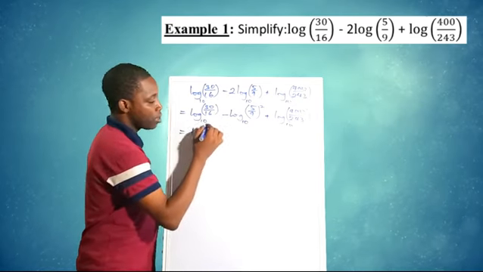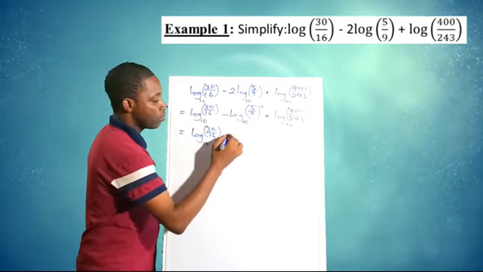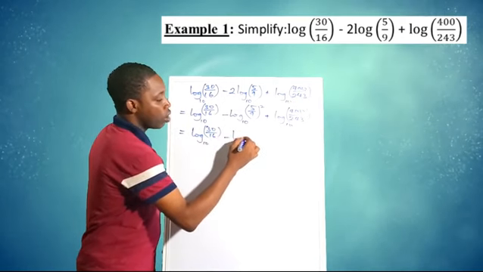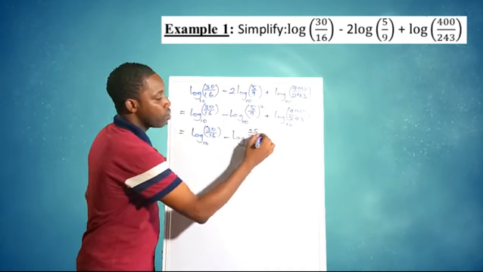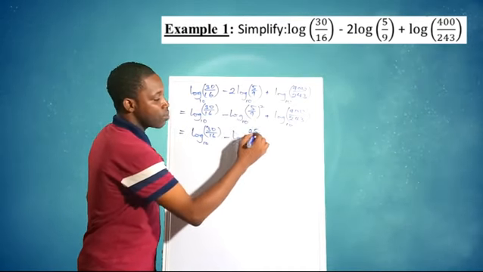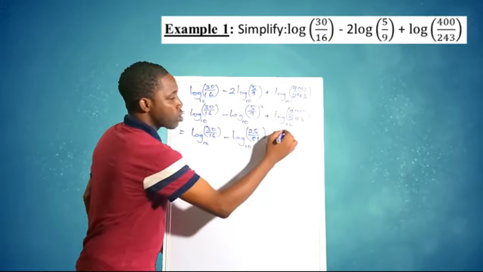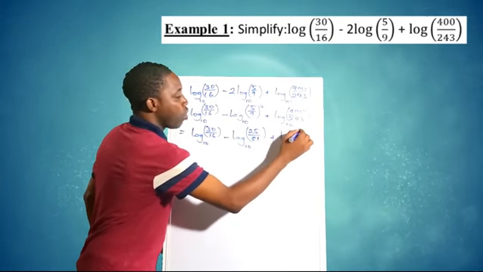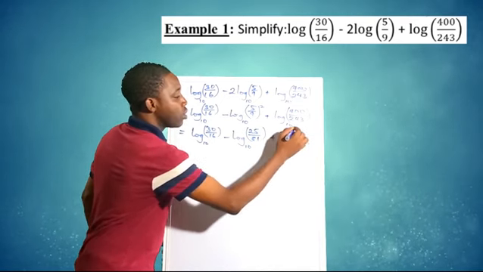We repeat 30 over 16. The base is 10. We have log 5 raised to power 2 is 5 times 5, that is 25. 9 raised to power 2 is 9 times 9, that is 81. Still in base 10. Plus log 400 over 243 in base 10.